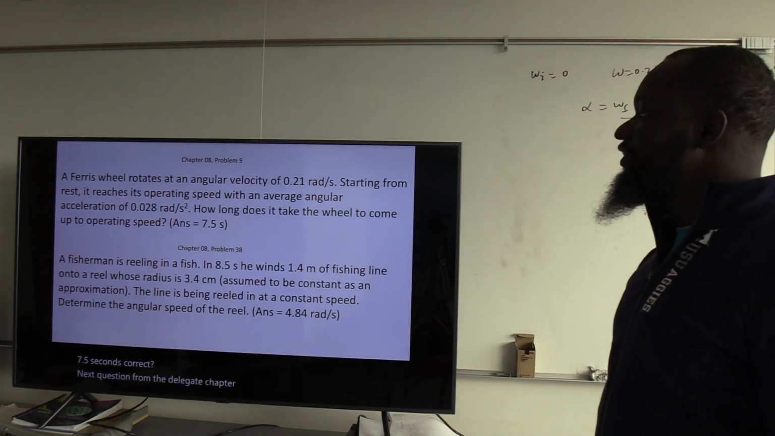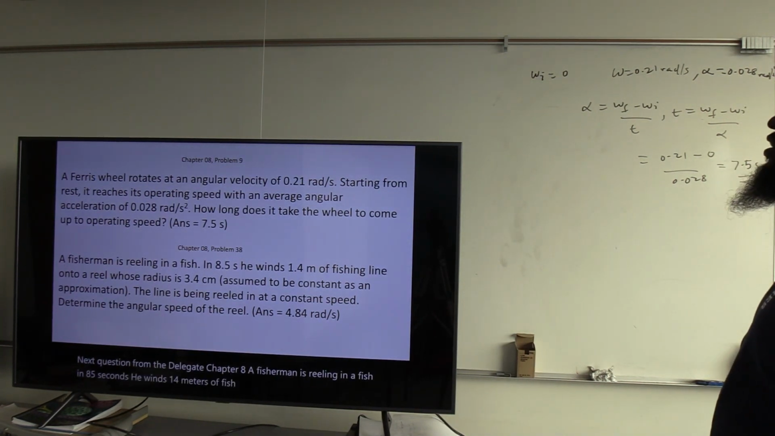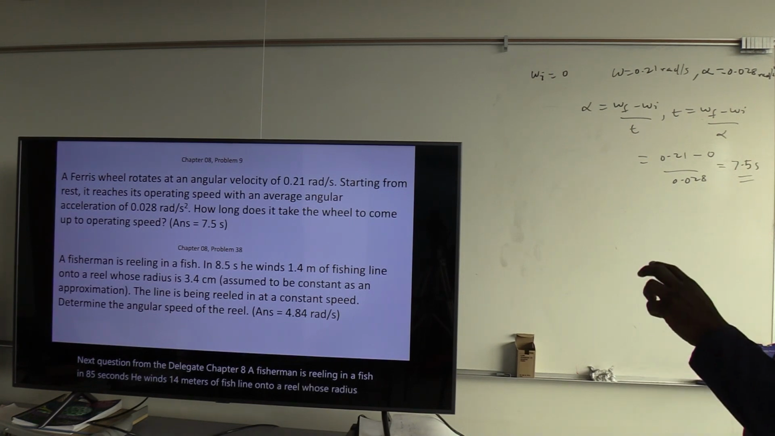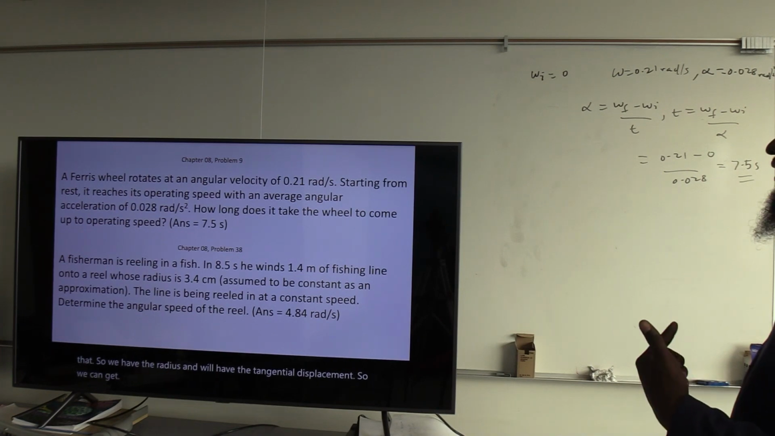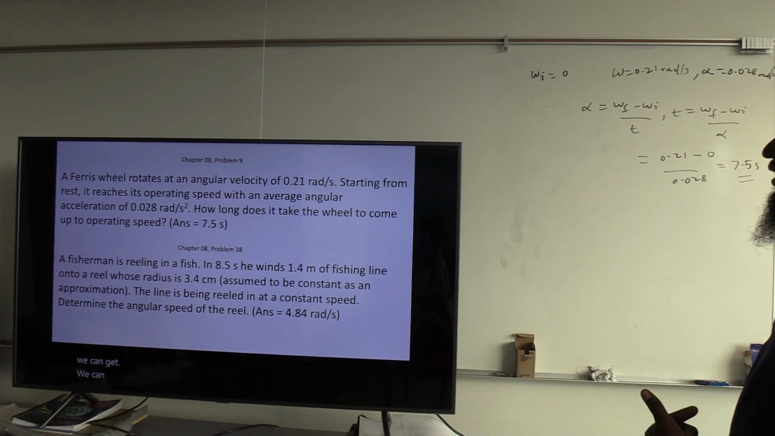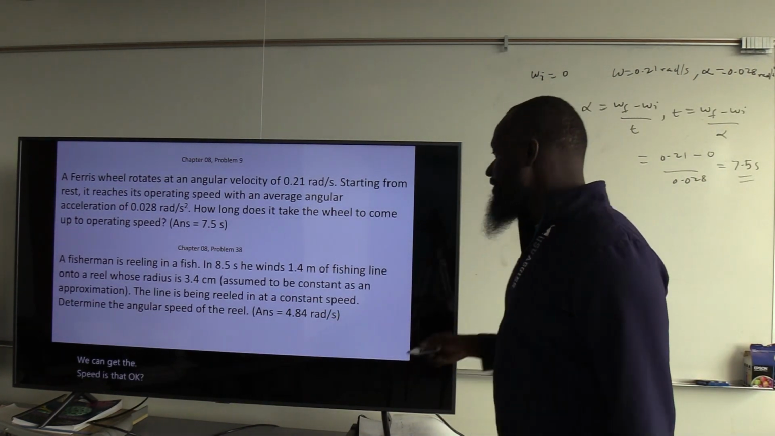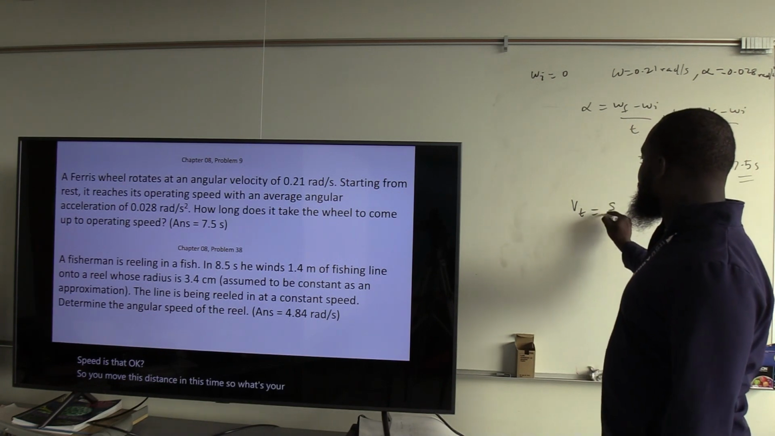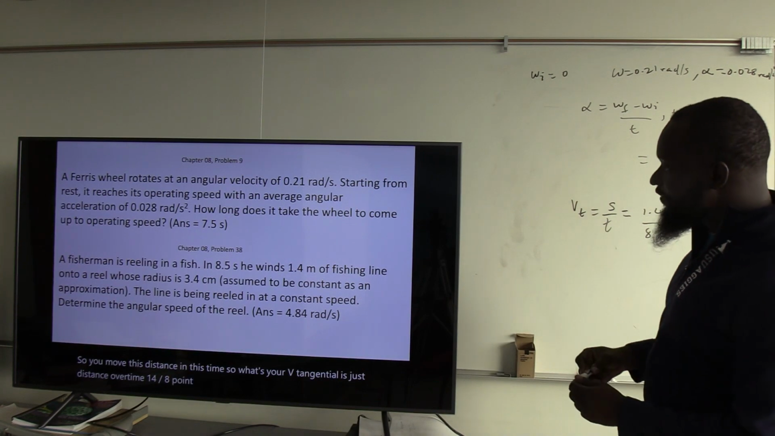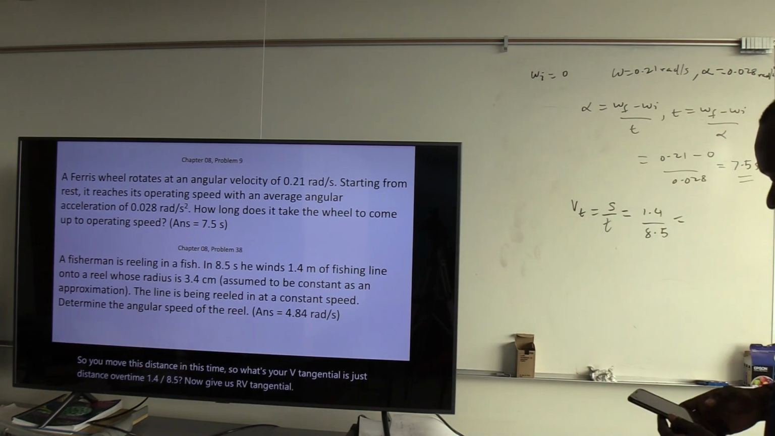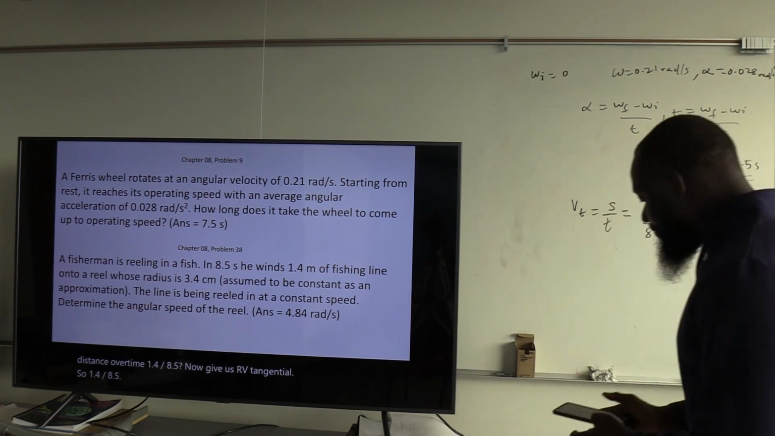A fisherman is reeling in a fish. In 8.5 seconds, he winds 1.4 meters of fish line onto a reel whose radius is given. So we have the radius and we have the tangential displacement. So we can get the tangential speed. Is that okay? You move this distance in this time. So what's your V tangential? It's just distance over time, 1.4 over 8.5. That'll give us our V tangential. So 1.4 divided by 8.5 is 0.165.